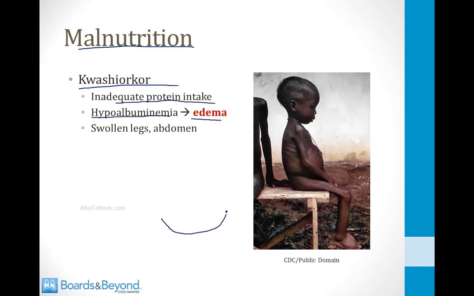So this picture here is a child with kwashiorkor. You can see that he's very skinny because he's malnourished, but in addition, his feet are puffy and so is his abdomen. And the reason those structures are puffy is because fluid is leaking out of the intravascular space because it can't be held there. There's not enough albumin present to hold it in the intravascular space. So children or adults who have kwashiorkor are very skinny, and they also have swollen legs and swollen abdomen. And the reason is because of inadequate protein intake.